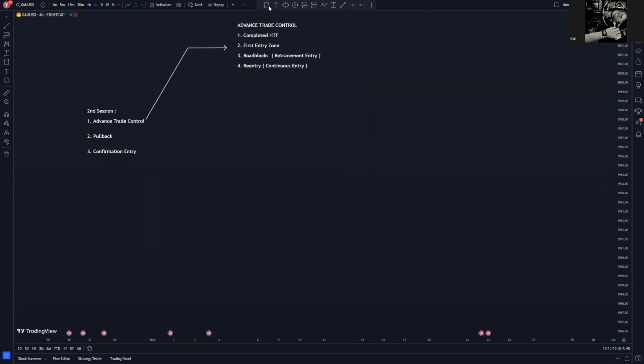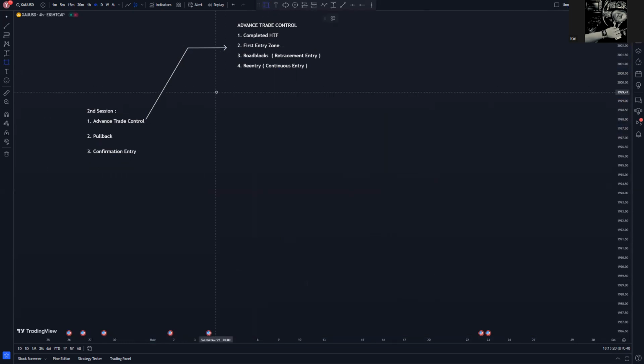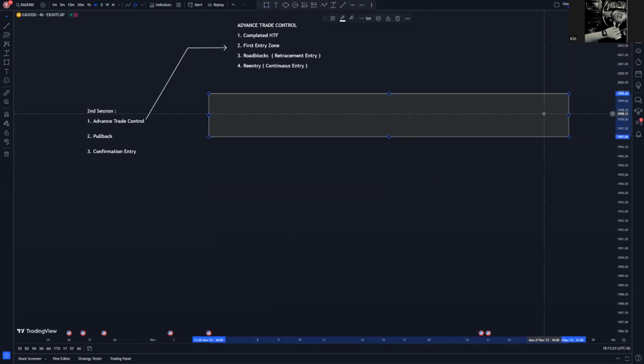So if there is no question, I'm going to jump into our third and fourth one, which is the roadblocks and the re-entry. This one will be quite interesting. So for an example, you have an engulfing sell of H4 somewhere around here, which is a more high-probability trade control, first entry, or entities. So we need to be really flexible with it.